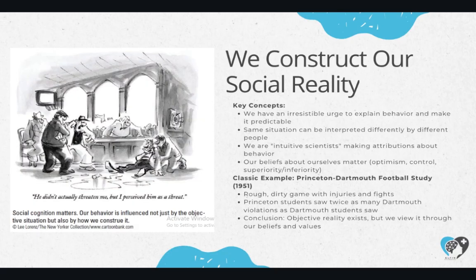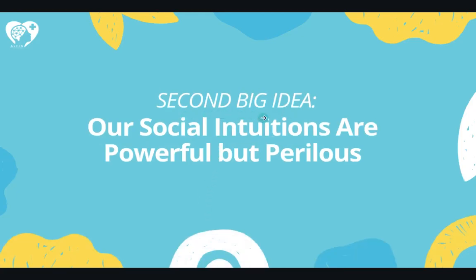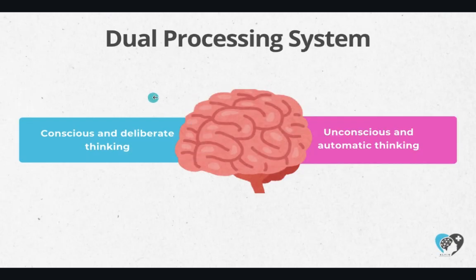Okay, let's now move on. Since we're done with the first big idea, let's move on to the second one, which is that our social intuitions are powerful but perilous. Before understanding this, the second big idea focuses on how we think. There are two types. We have a dual processing system: conscious, deliberate thinking, which is slow and requires a lot of effort, and unconscious, automatic thinking, which is fast and intuitive.